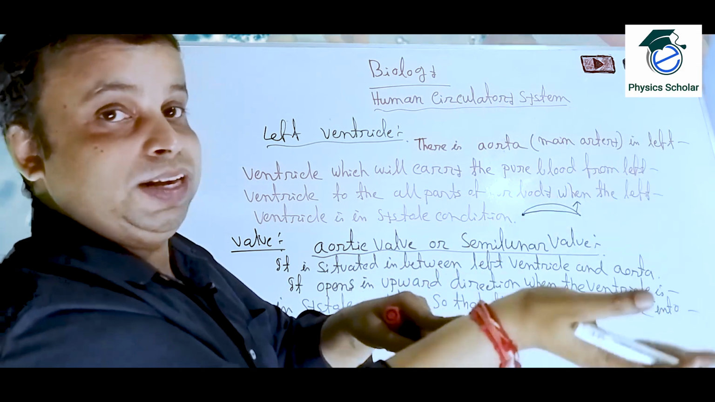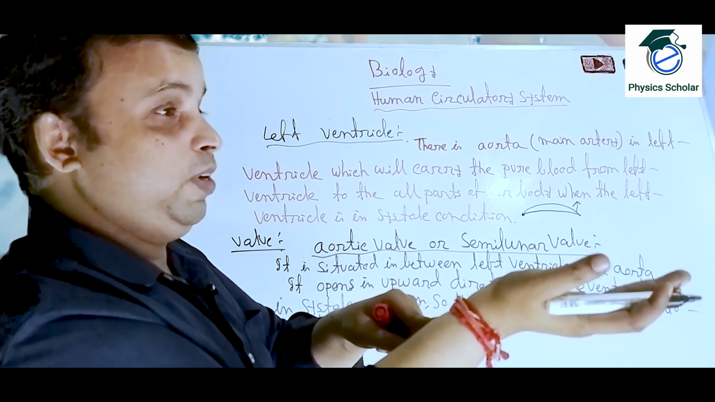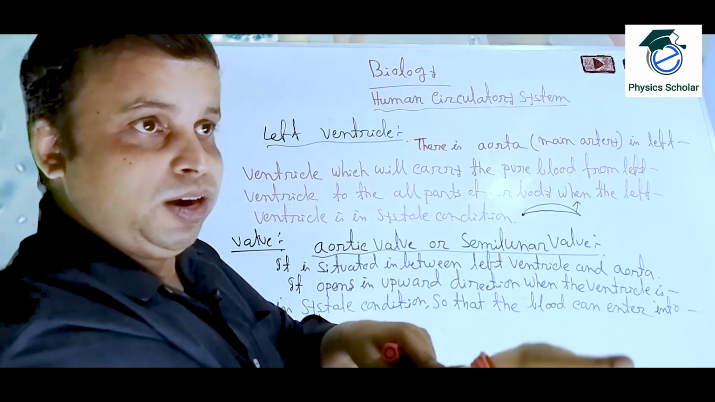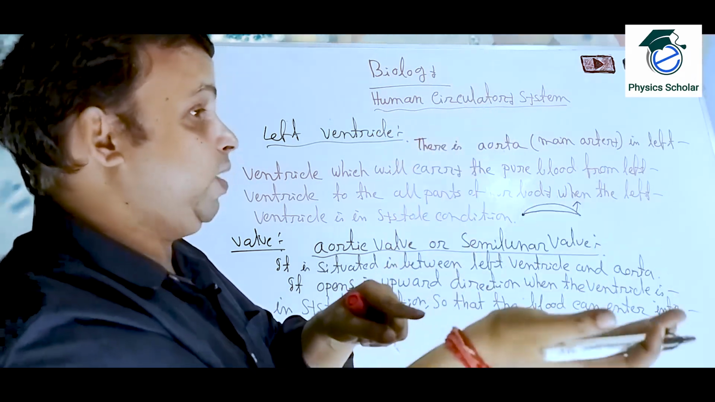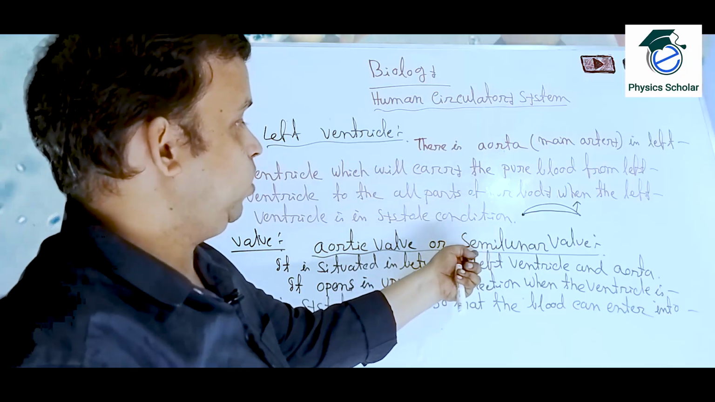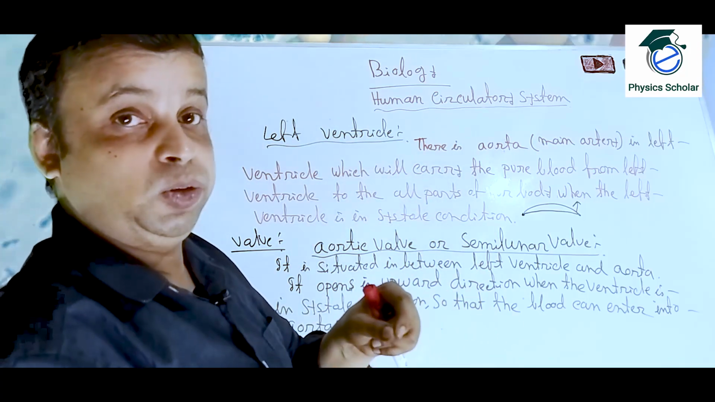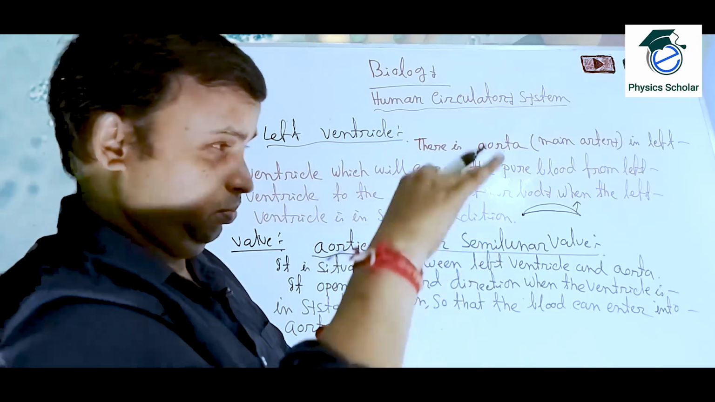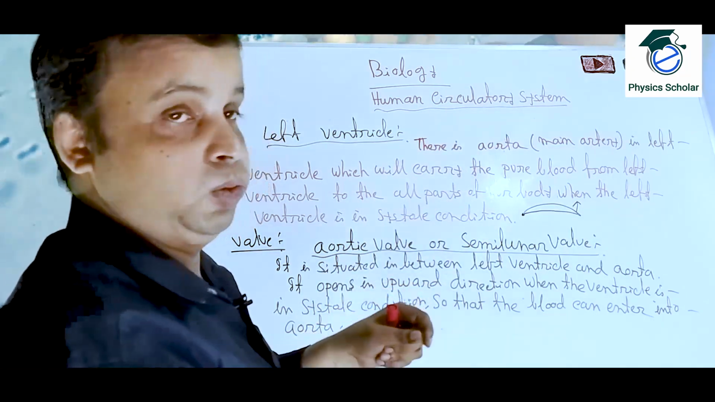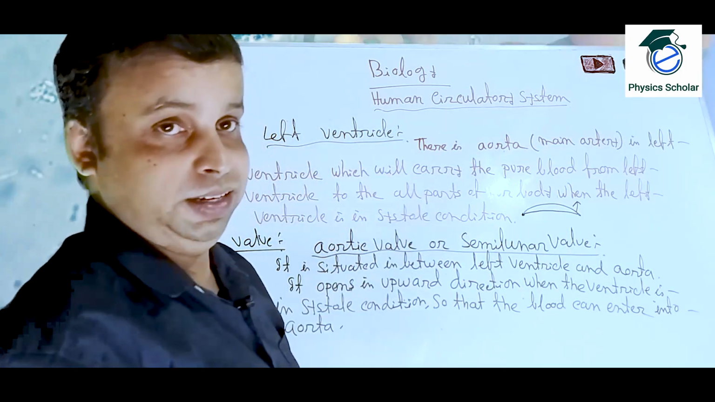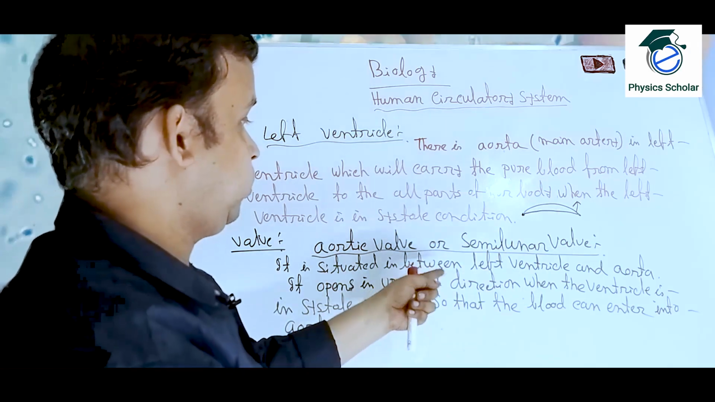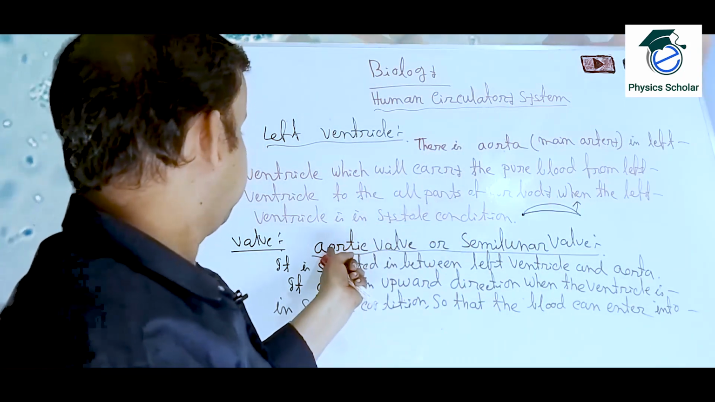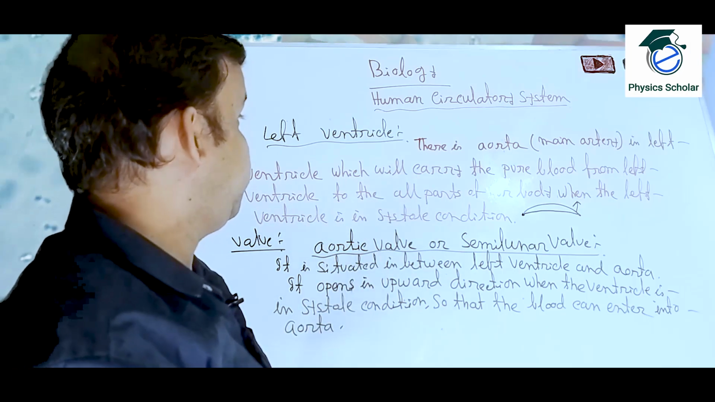It cannot open in the downward direction. Clear? So that means all the valves of the heart open in only one direction, either downwards or upwards. They cannot open in the reverse direction. That's why they also maintain the blood flow in a unidirection. The blood cannot come back again to the left ventricle. Once it enters the aorta, it will move on and cannot reverse back to the left ventricle.